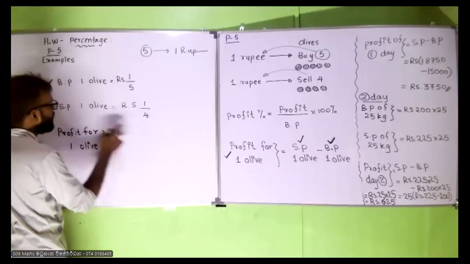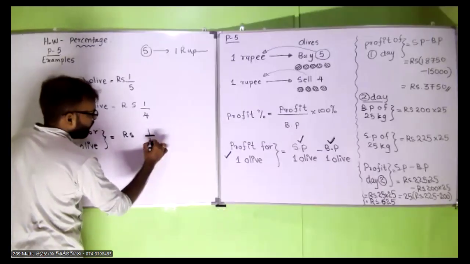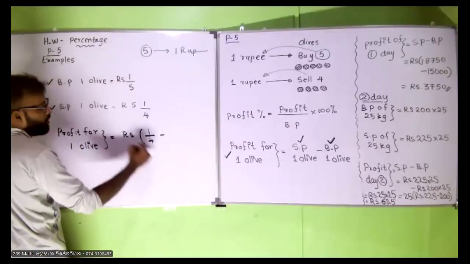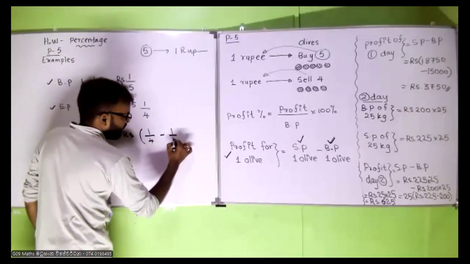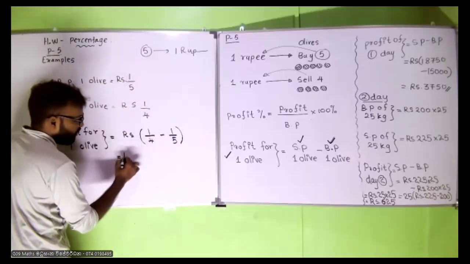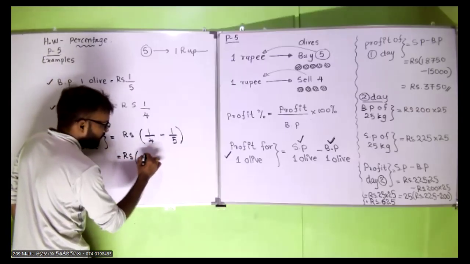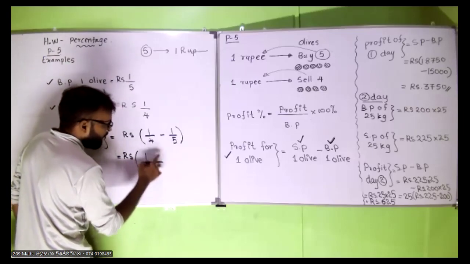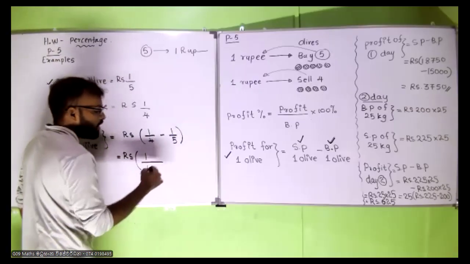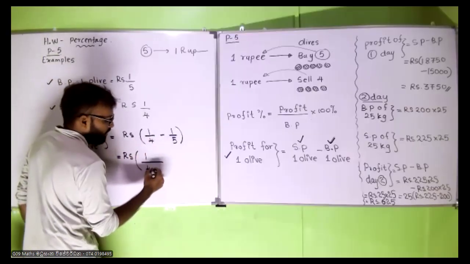Right? We know that the selling price of 1 olive is 1 upon 4 minus the buying price of 1 olive, 1 upon 5. This is a fraction. So you know how to subtract the fractions. Two different denominators, and 4 is not a multiple of 5, 5 is not a multiple of 4, and 4 and 5 do not have any common factor. So the LCM would be the multiplication of these two numbers, 4 into 5, 20. Right?